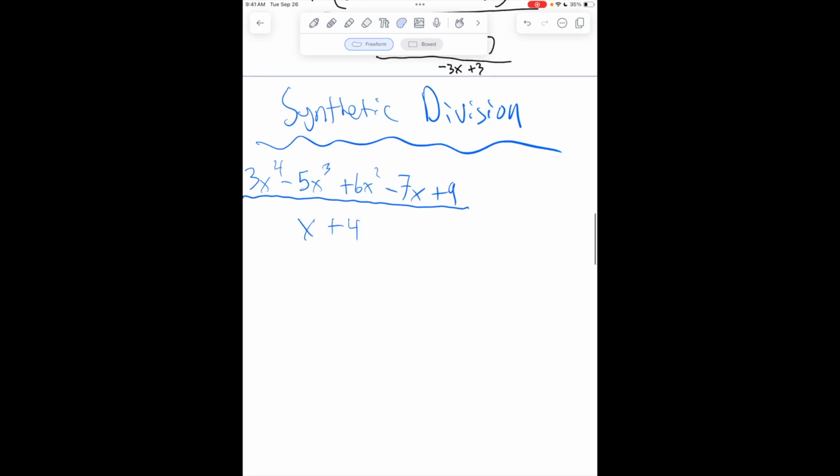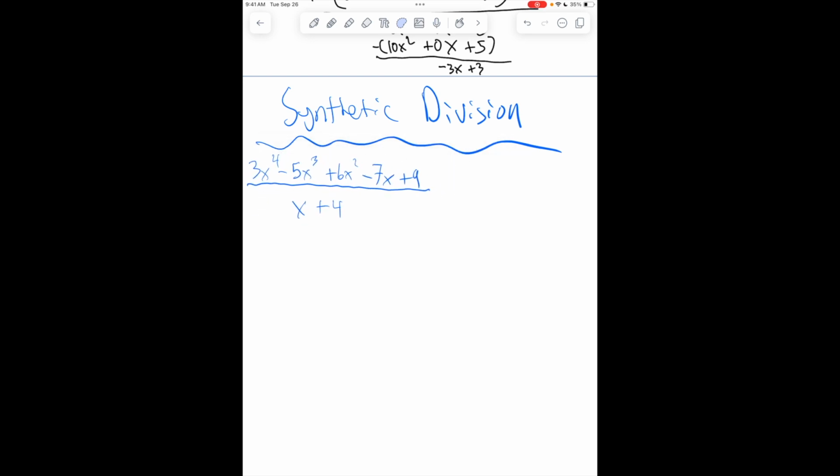We're going to keep with division, but this time we're going to talk about a different method. This method is called synthetic division. It's kind of like a shortcut. Again, you can do this problem with long division and you'll get an answer, but I'm going to show you another method to solve it using synthetic division.